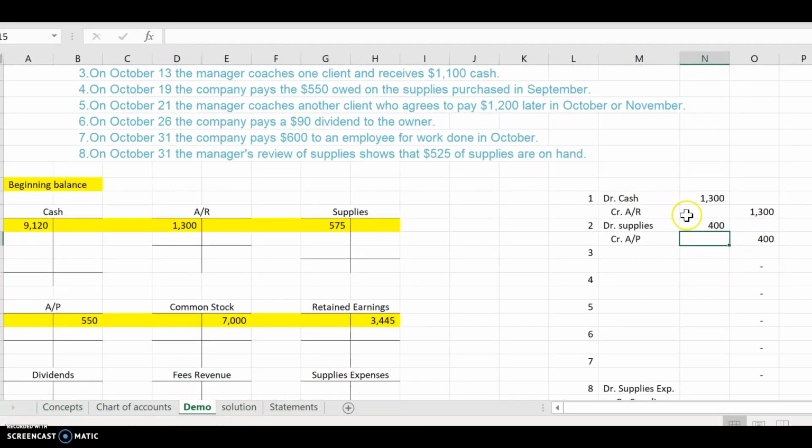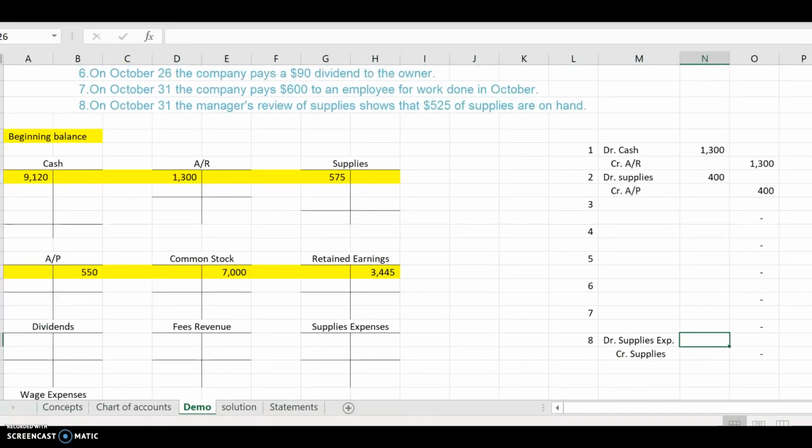So now let's post the entries we have made. So this is 450, I just said. Let's post what has been done. The first one, we debit cash 1300. I'm going to debit my cash account 1300. This is my ledger, okay? And then I credit accounts receivable 1300. That's what happened. I debit supplies 400.